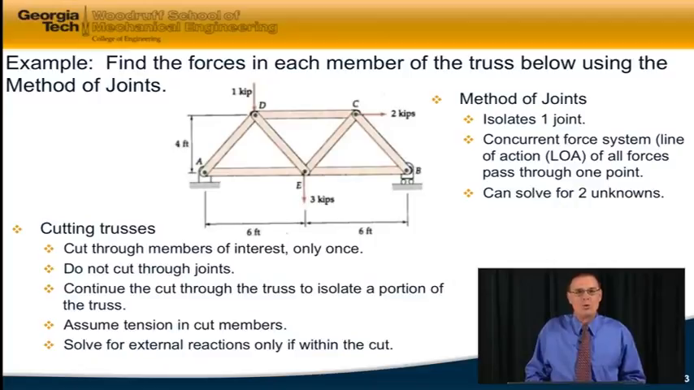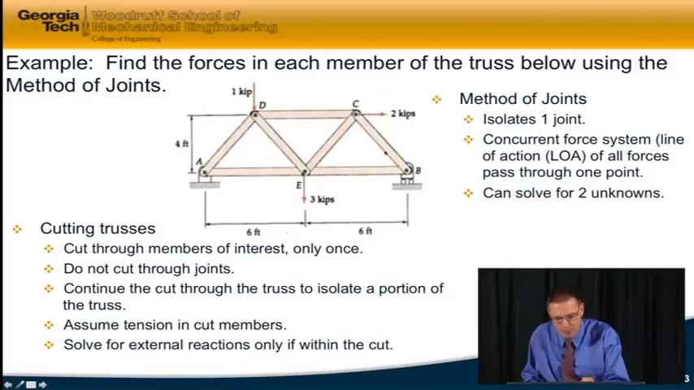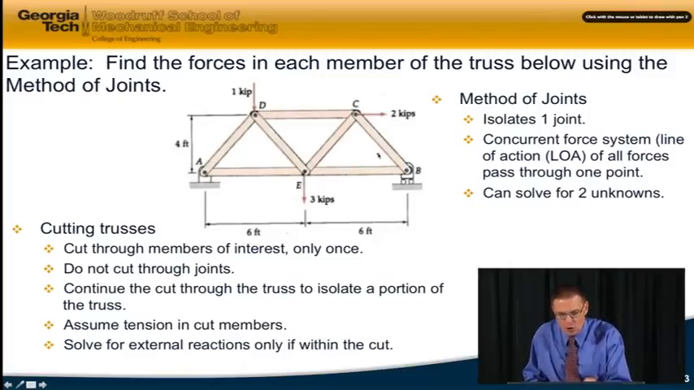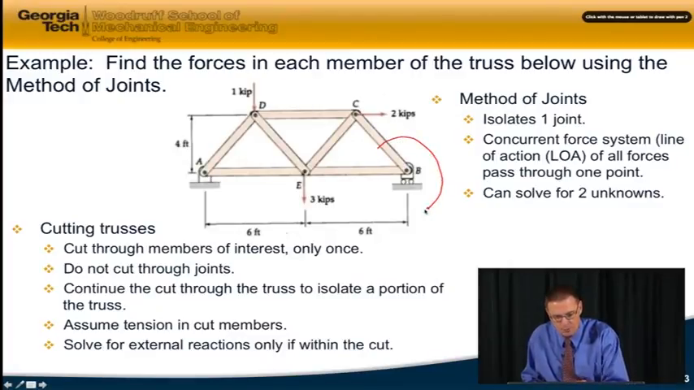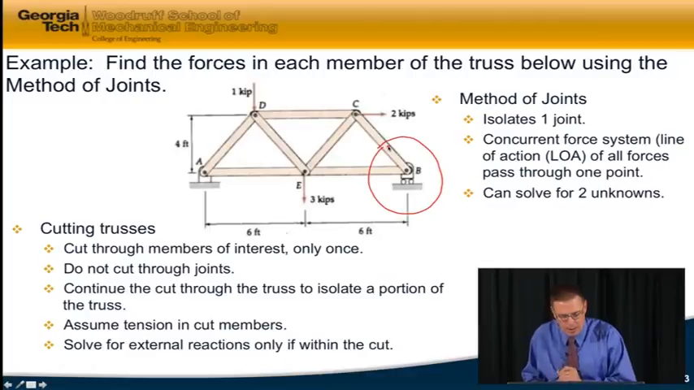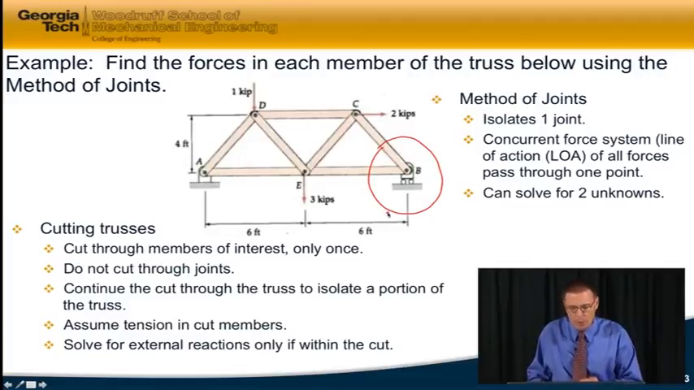And these are the rules for cutting through trusses. So we're going to isolate one joint. I'm going to start off by isolating this joint at B. I'm going to cut through each member only once, and I don't cut through the joint itself. I continue to cut to isolate the entire portion within the circle, and I'm going to assume tension in each of the cut members.